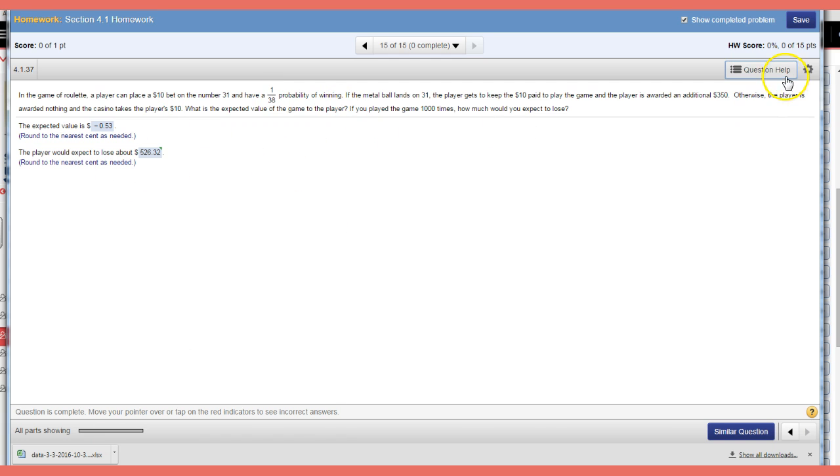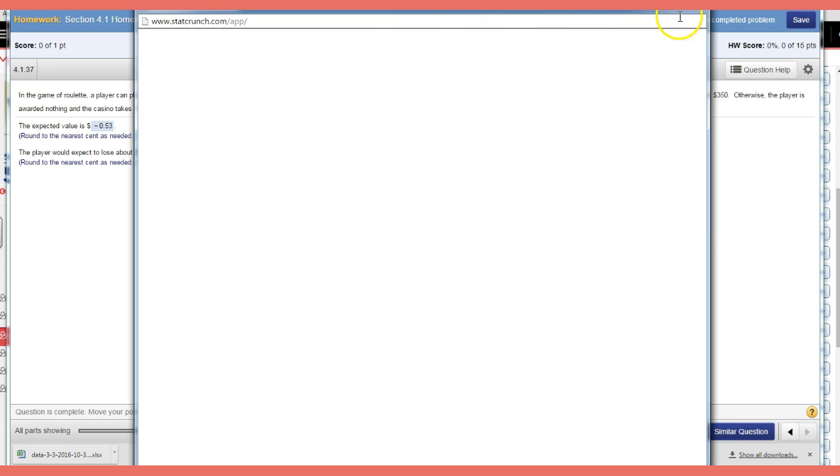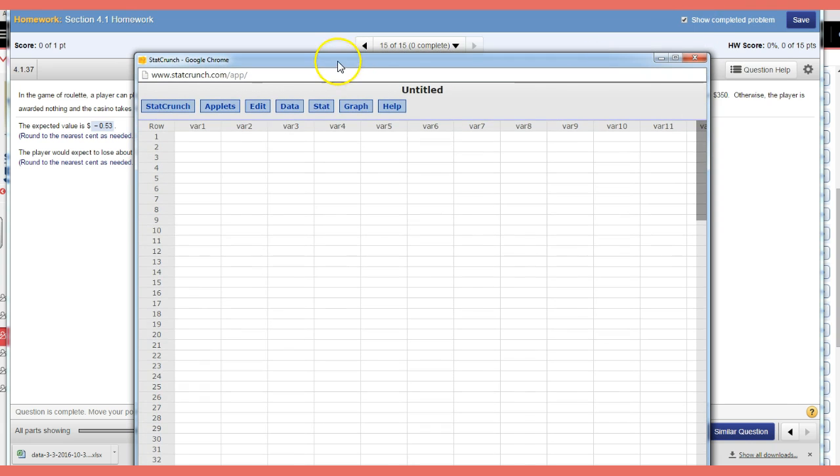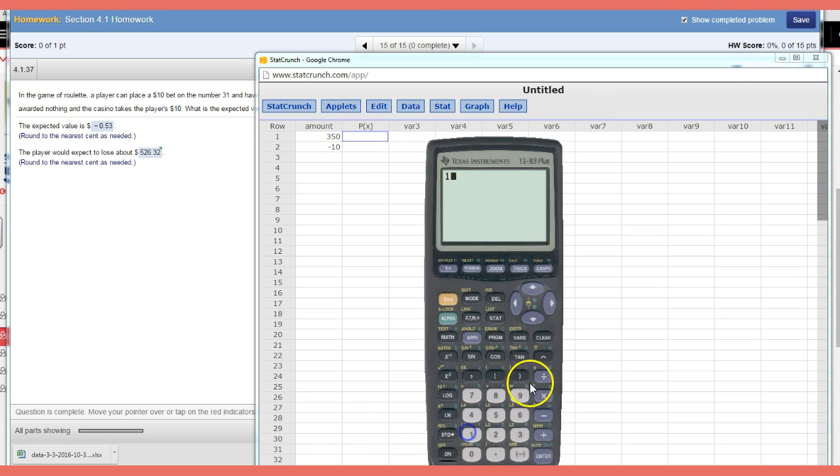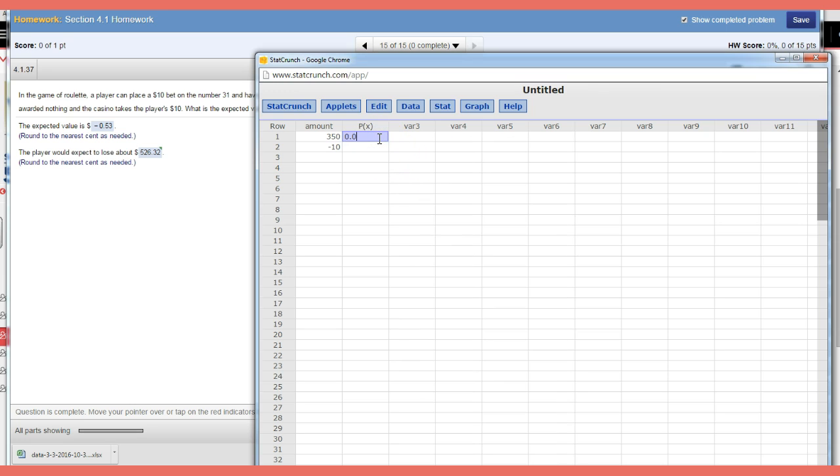So I'm going to open up my StatCrunch. I'm going to use this as the amount, and this is going to be my probability, P of X. If I win, I get $350. If I lose, $10. Probability of winning is 1/38, which is 0.0263.